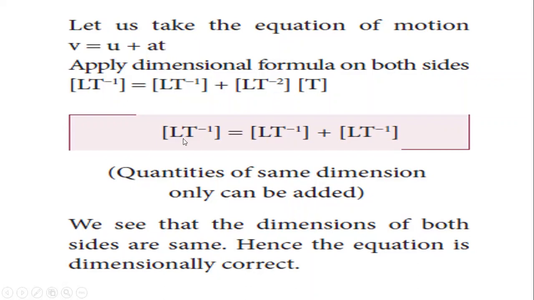So what we can write? LT raised to minus 1 is equal to LT raised to minus 1 plus LT raised to minus 1. All the terms are having the same dimension. So what you can say? The equation is dimensionally correct.